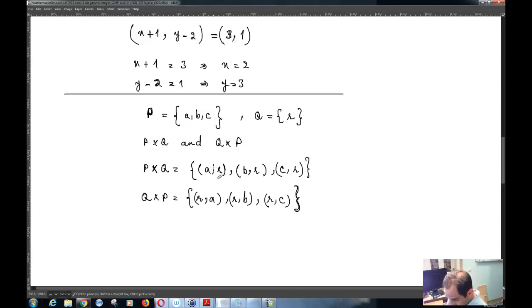And of course over here you can see that by the definition of equality of ordered pairs, A comma R is not the same thing as R comma A, and B comma R is not the same thing as R comma B, and C comma R is not the same thing as R comma C. So then of course you can conclude that P times Q is not equal to Q times P. Okay. But of course the number of elements in these sets are equal.